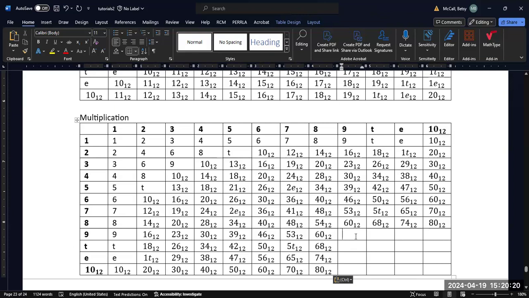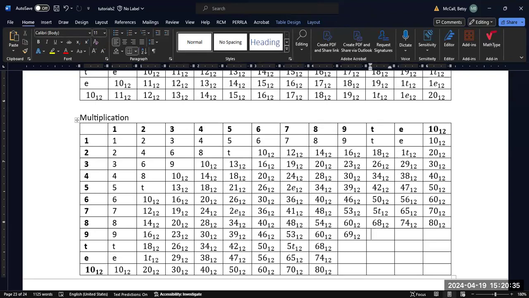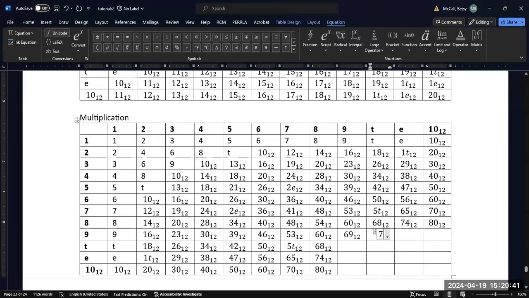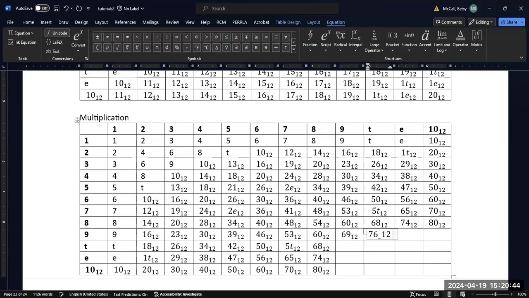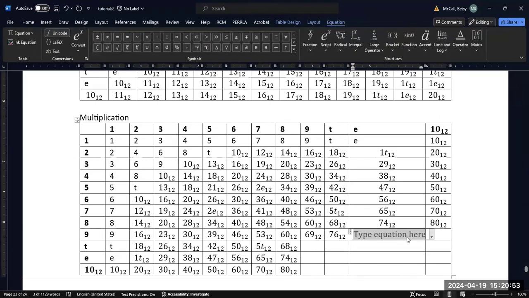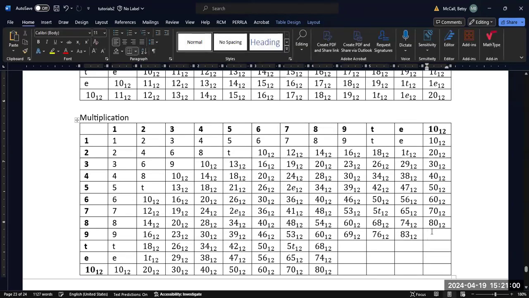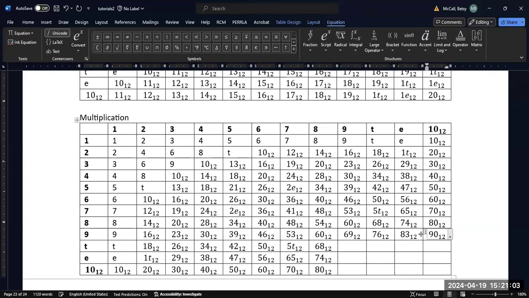Nine times nine is 81. 72 is the 6 times 12, and that gives me 9 left over. So this is going to be 69. And then if I add 9 more, well, 90 is going to be 84, which is 7 copies of 12 plus 6 left over. And then 9 times 11, well, that's going to give me another copy of 12 with only 3 left over. And then 99, 8 copies of 12.